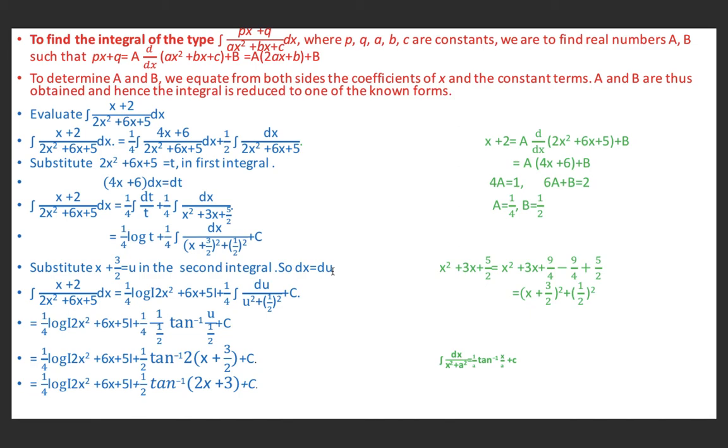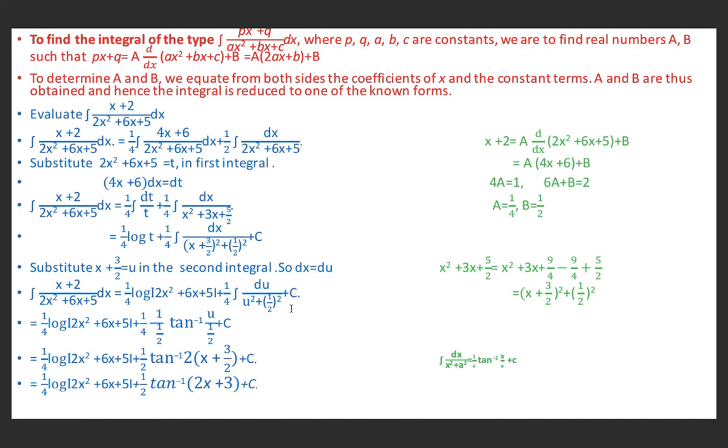So dx is equal to du, although we can directly apply the formula, because this is of the form 1 upon x square plus a square, and we know that integration of 1 upon x square plus a square with respect to x is 1 upon a tangent inverse x upon a plus c. So we can directly apply this formula by replacing x by x plus 3 by 2 and a by 1 by 2. But I have substituted here x plus 3 by 2 as u. So this will be 1 upon 4 du upon u square plus 1 upon 2 whole square plus c.